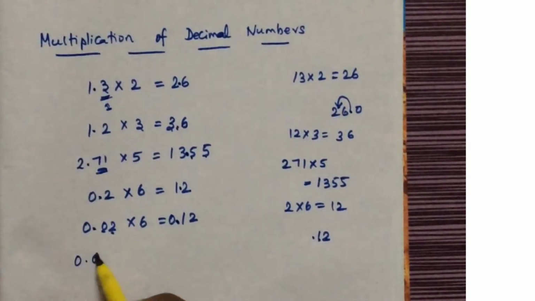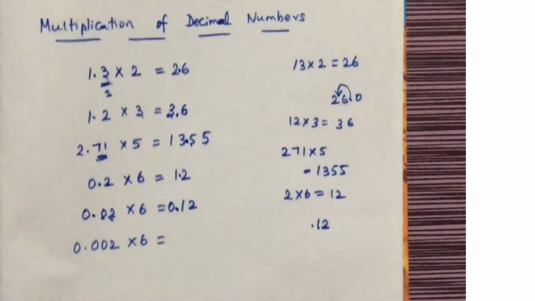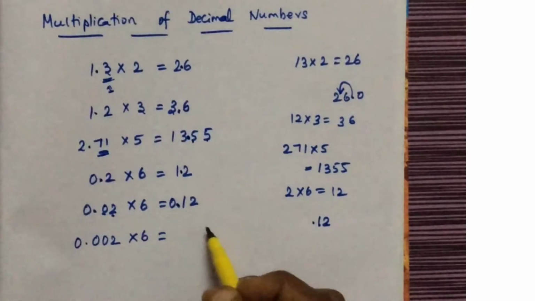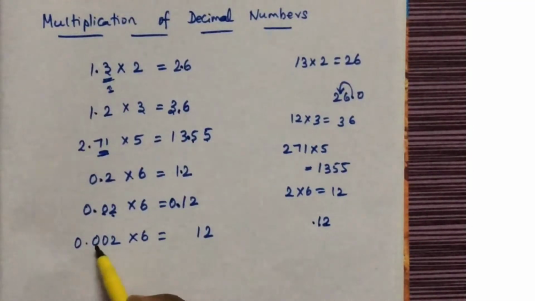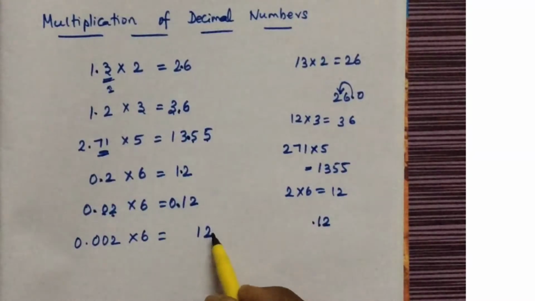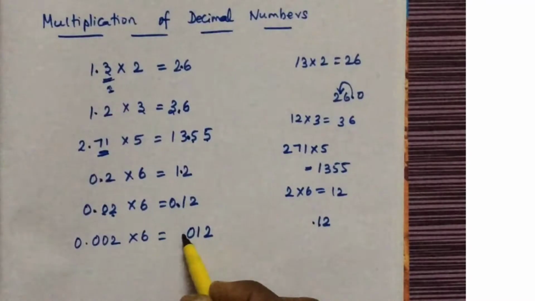Again, 0.002 multiplied by 6. Now what is the answer? 6 multiplied by 2 is 12. From here you have to move 3 digits. So this is 1, 2, 3. There is no digit here. Put a 0 and keep a point here.